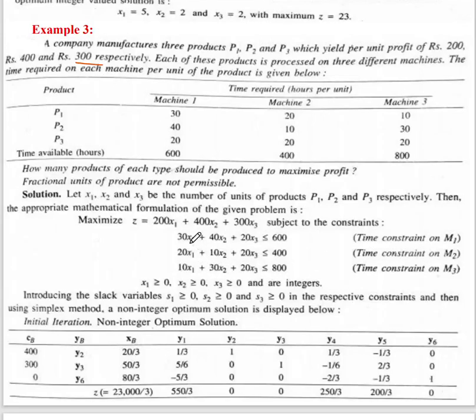Subject to the constraints 30x1 plus 40x2 plus 20x3 less than or equal to 600. Similarly, the second constraint is 20x1 plus 10x2 plus 20x3 less than or equal to 400. Similarly, the third constraint will be 10x1 plus 30x2 plus 20x3 less than or equal to 80. These are the constraints for machine M1, machine M2 and machine M3. Here x1, x2, x3 are all greater than or equal to 0 and are integers.